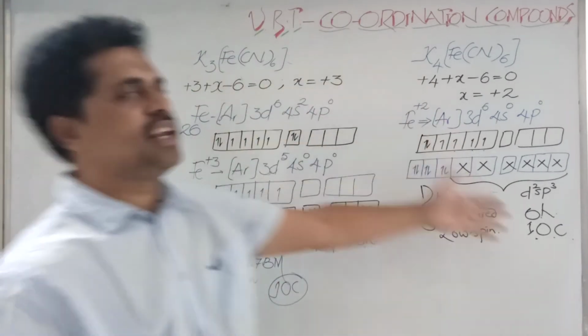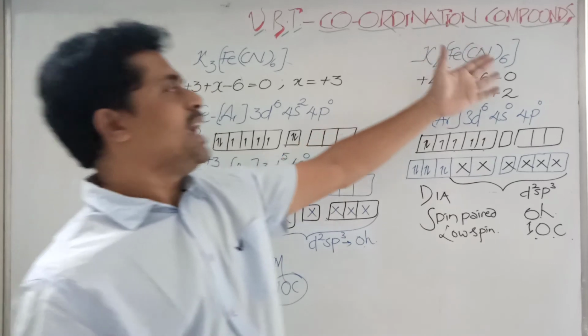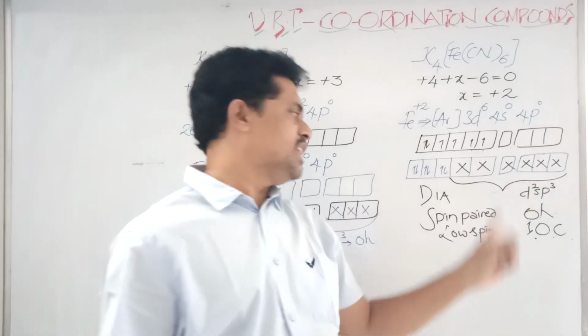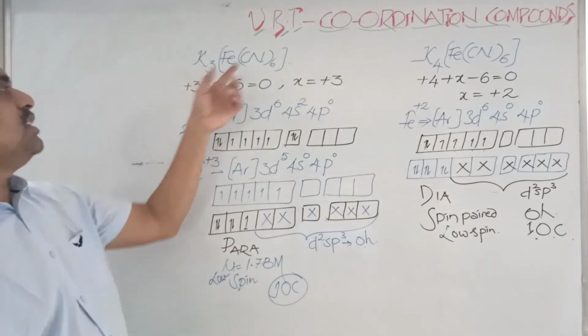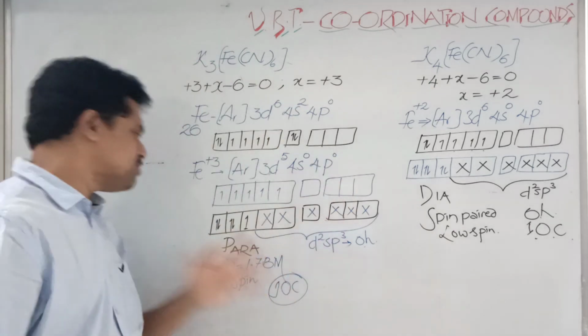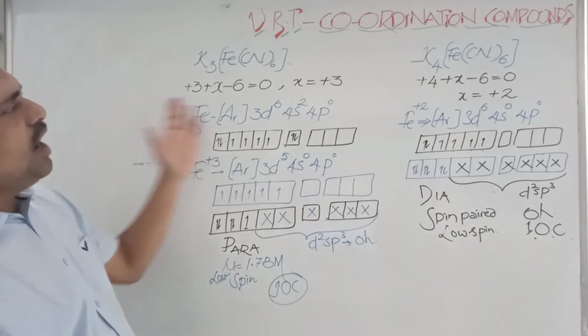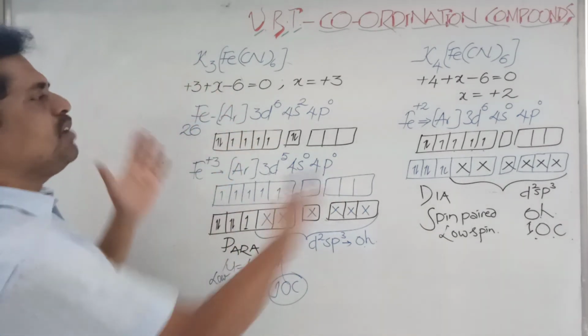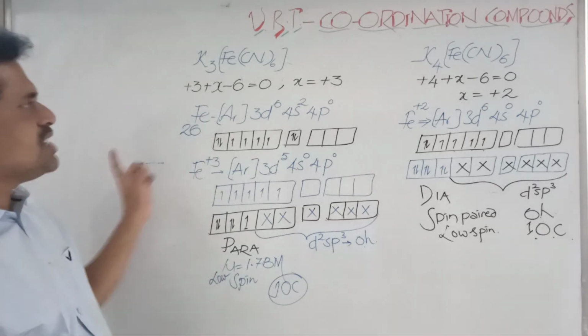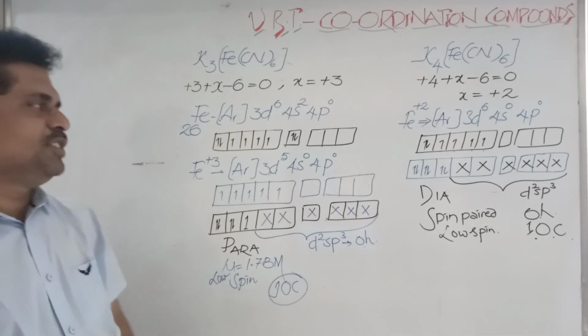Potassium ferrocyanide, potassium hexacyanoferrate(II): in this case it is diamagnetic. Potassium hexacyanoferrate(III): in this case it is paramagnetic. Almost, they look very similar. That's why I am giving you this as a comparison. You just have a look at this. That's it.